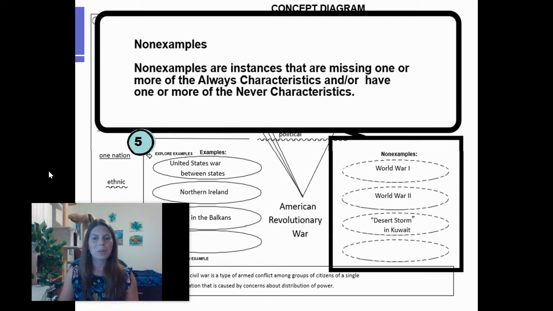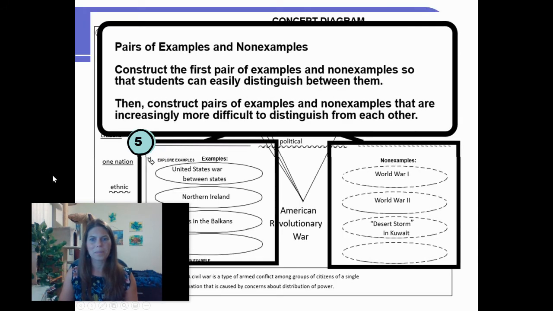The non-examples are sometimes tricky for students at first, but once they get going, we often come up with quite a few. You want to pair them so that you can see the examples and the non-examples and how they might go together.